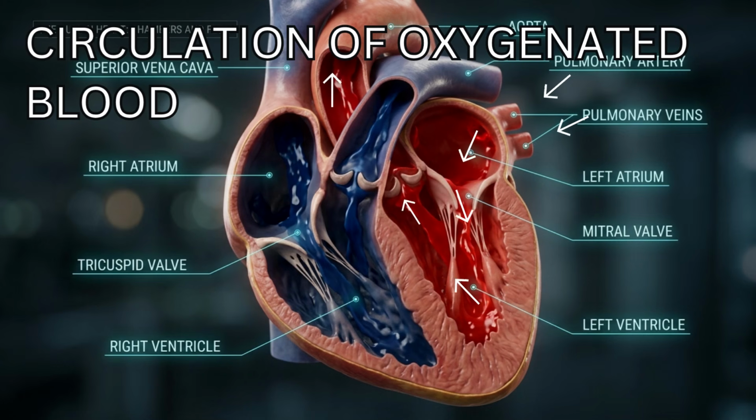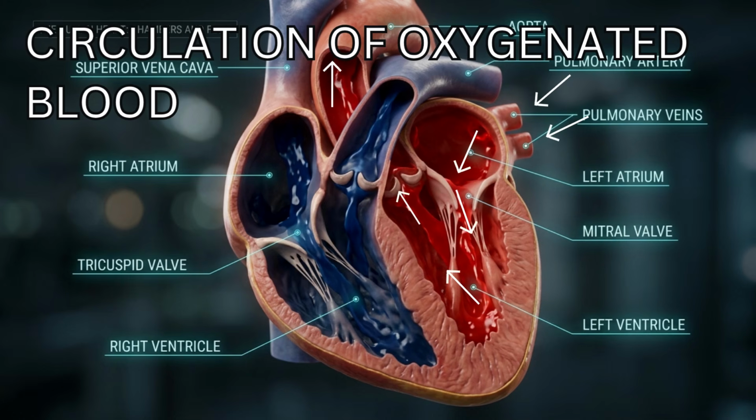Circulation of oxygenated blood. Oxygenated blood from the lungs is brought back to the heart through the pulmonary veins, which open into the left atrium. When the left atrium contracts, the blood enters the left ventricle through the bicuspid valve.